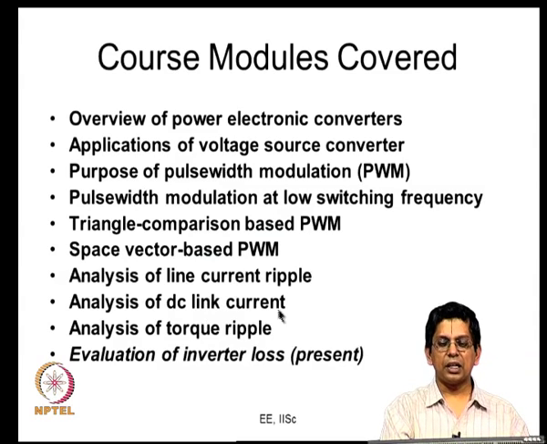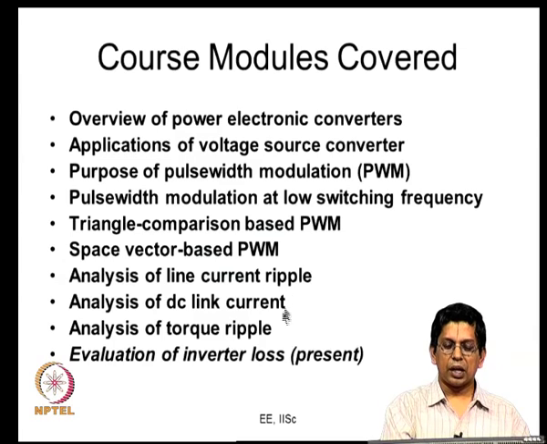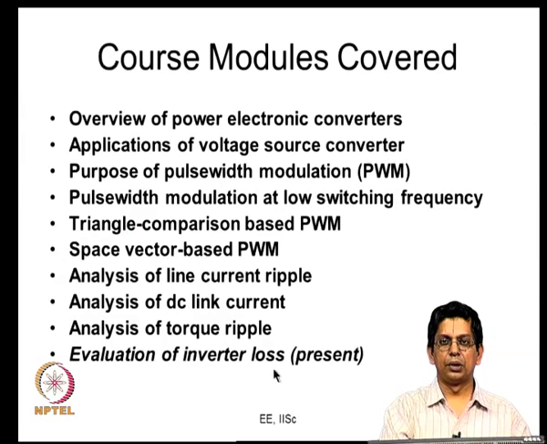And from the DC link current you can evaluate the capacitor current. The RMS capacitor current gives you a measure of what is the capacitor loss. So, we also analyzed the torque ripple which is related to the line current ripple. Now, like you have a measure for the loss in the capacitor, you need losses in the other places, that is, the main things are losses in the semiconductor device. So, that is what we are going to look at today or in this particular module.